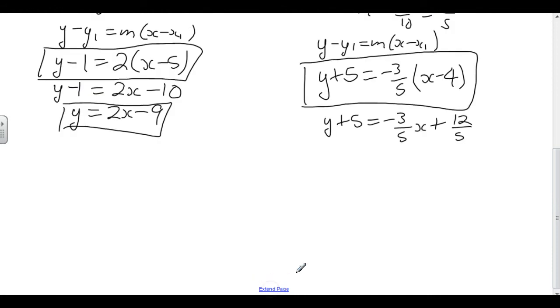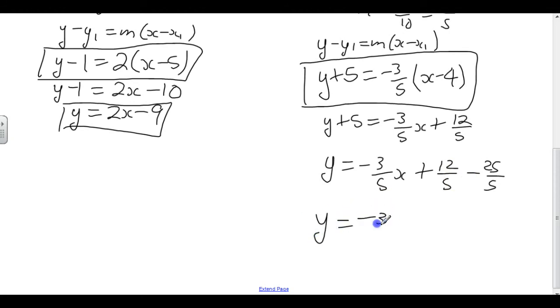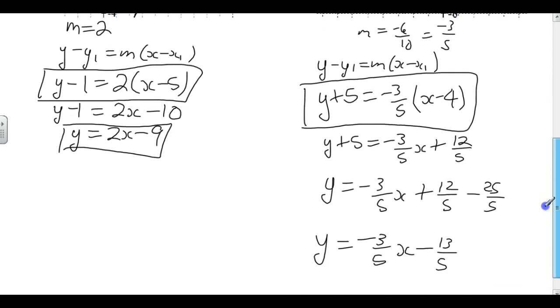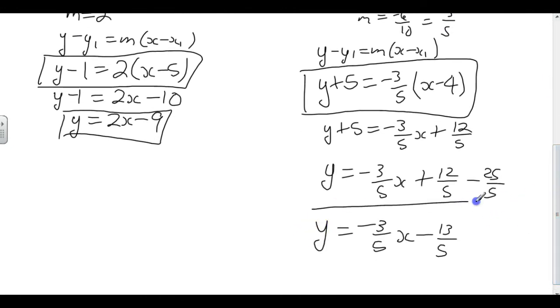I have to extend the page. So y is equal to negative 3/5 x plus 12/5 minus 25/5, right? Now, in order to add this 12/5 and to subtract 5 from both sides, the 5 has to come out as 25 over 5. So we get minus 13 over 5, right? Which is minus 2 3/5. And, you know, I think we can imagine that's 3/5 of the way. And we have our slope y-intercept form here.